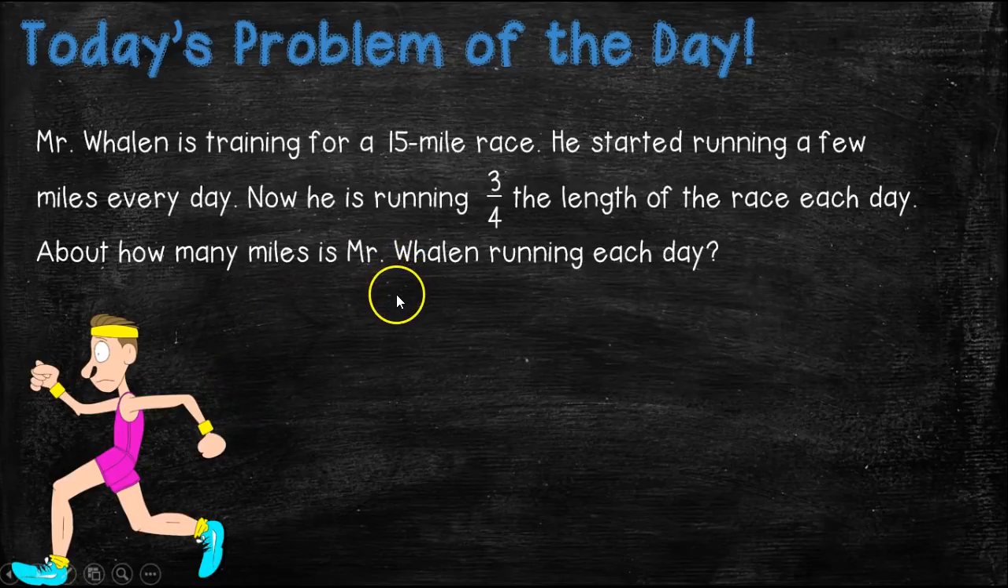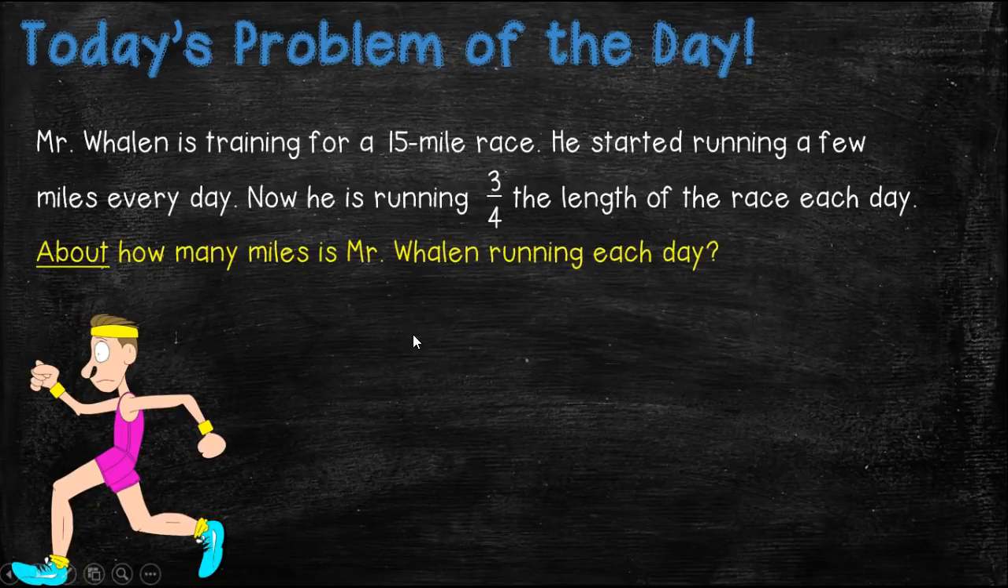this problem asking us, and we're going to highlight that information. So here, about how many miles is Mr. Whalen running each day? That is the question we're being asked. Now I also underline this word about. Remember, whenever we see about in any sort of a story problem, word problem, we know that we are looking for an estimate, not an actual number, an estimate.